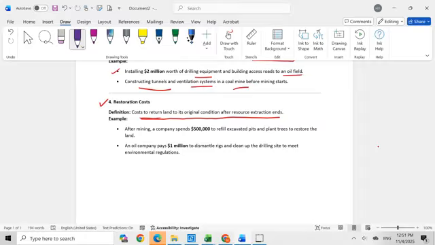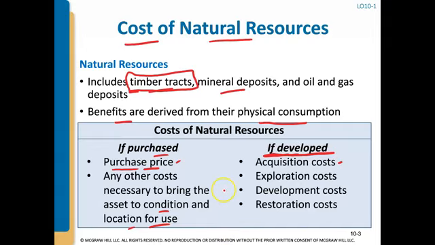So an example is after mining, a company spends $500,000 to refill their excavated pits and plant trees to restore the land. Or an oil company pays $1 million to dismantle the rigs and clean up the drilling site to meet their environmental regulations. If you have to remove all your rigs, which is a big deal, because they weren't there when you started the project, those are called restoration costs. So all those 4 items have to be included in your cost of the natural resource.